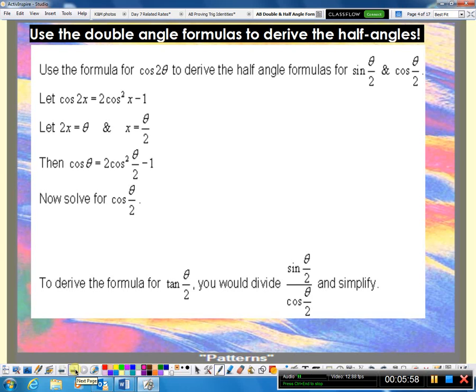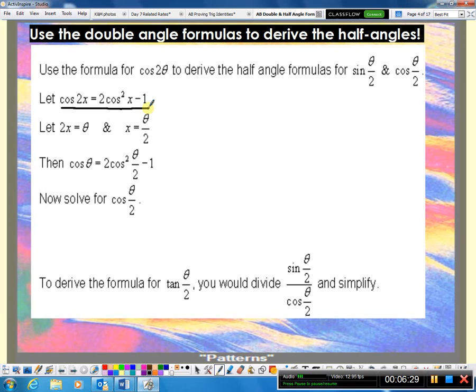Now, let me show you where the half angle formulas come from. What you really do is cleverly manipulate the double angle formulas. So if I start out with the idea that cosine of 2x, I'm right here, one way that I could expand cosine 2x is to rewrite it as 2 cosine squared x minus 1. We just learned that that's one of the 3 expansions.